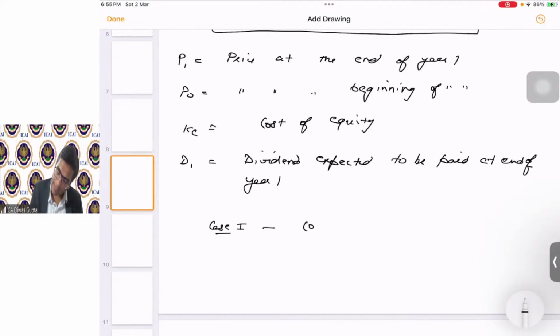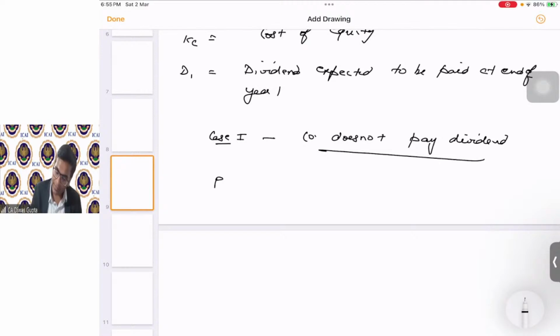we are saying that the company does not pay dividend. So in such case, the market price will be 10 rupees, which is the current share price, times 1 plus 10%, which is the cost of equity, minus 0. Dividend is 0, right? We are assuming that dividend to be paid is 0. So 10 into 1.1, which is 11 rupees. So P1 becomes 11.